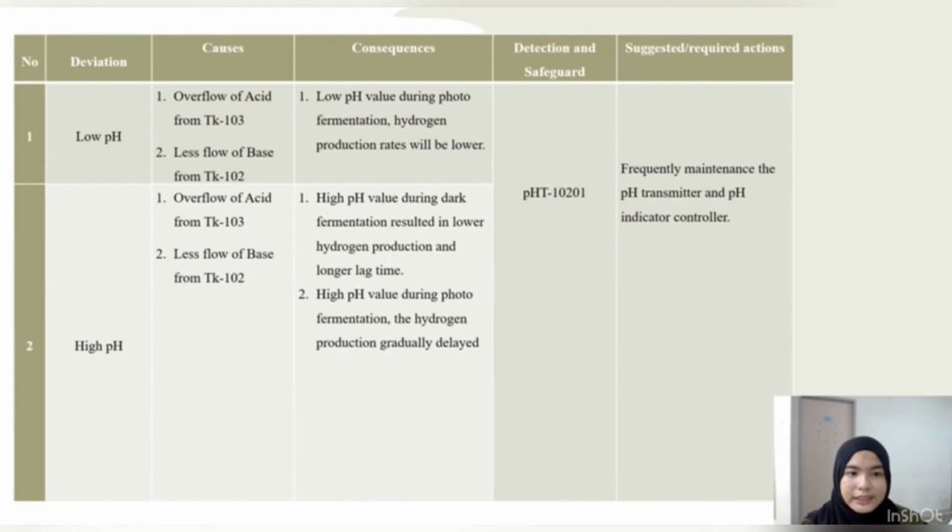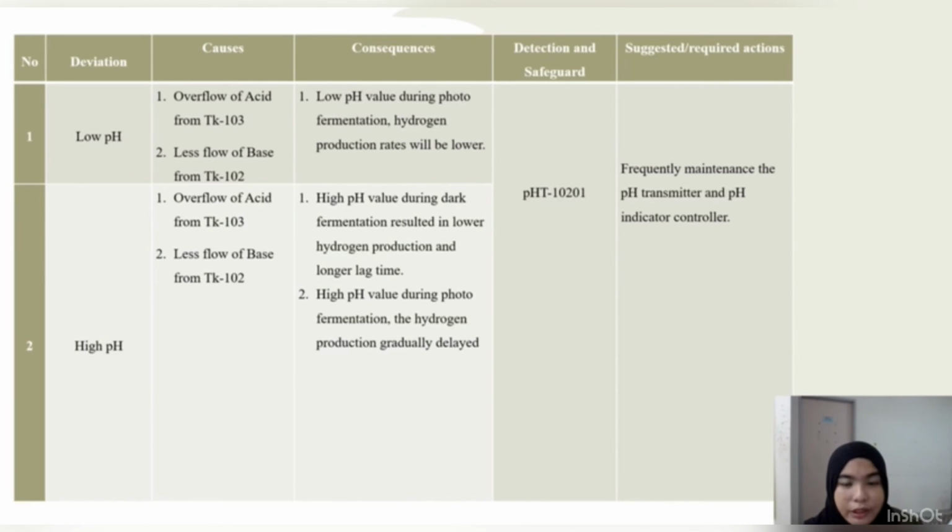We go for the last parameter, which is pH. In this parameter, we can also divide it into two deviations, which are low pH and high pH. This deviation may be caused by overflow of acid from TK103, and secondly, less flow of base from TK102. This factor may also lead to low pH value during photofermentation.